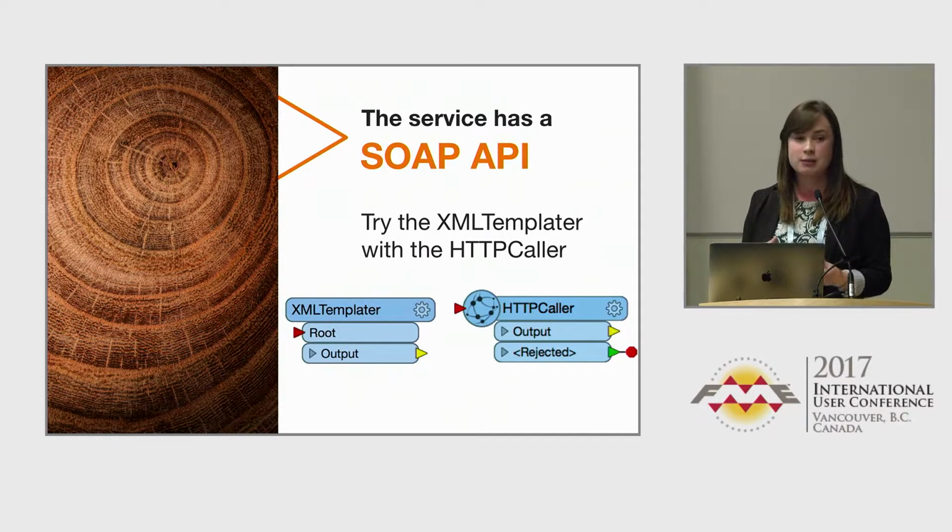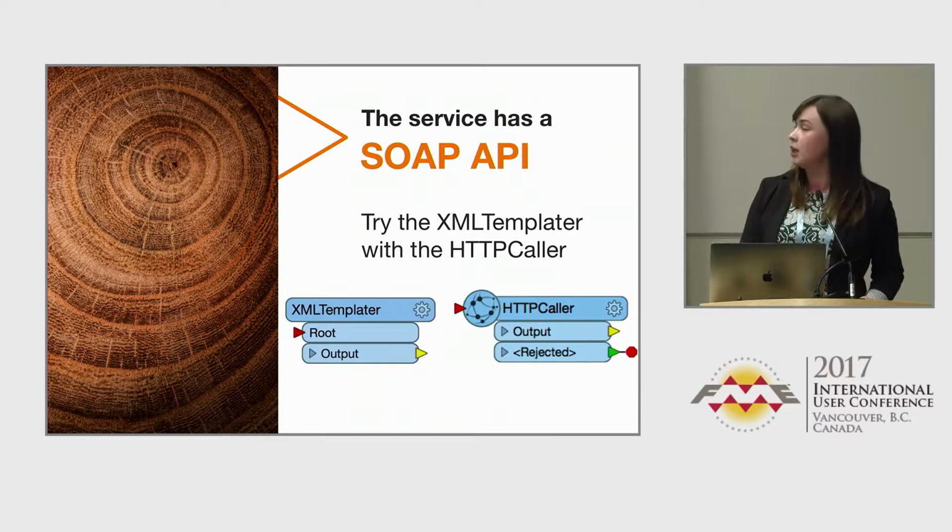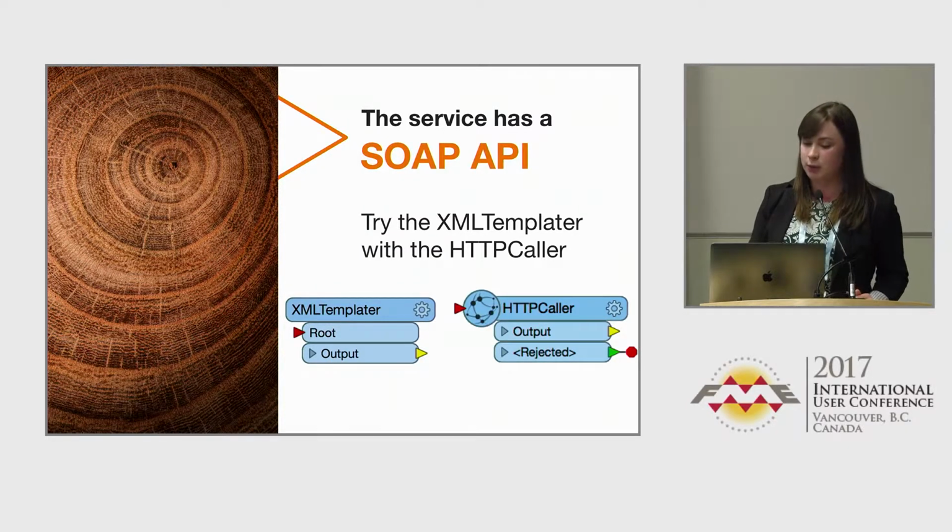And then you can use XML transformers to take the response and convert it into something useful, like attributes. I believe there used to be some SOAP custom transformers up on the hub, but they've since been deprecated, I think, because it wasn't reliable enough. So if you're looking for those, it's probably easier just to do it yourself with the XML transformers and a HTTP caller.